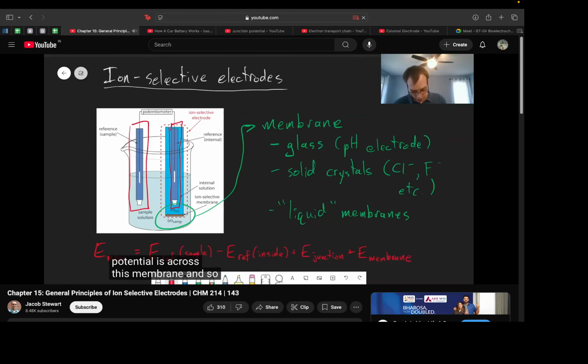And so everything else, so these first three values, will be fixed, ideally, right? So these shouldn't change. That's the whole point of a reference electrode, that its potential doesn't change. So either our inside or outside reference electrodes should stay the same. And the junction potential should stay the same even as the concentration of our sample changes. But on the other hand, the potential of the membrane depends directly on the activity of the sample.